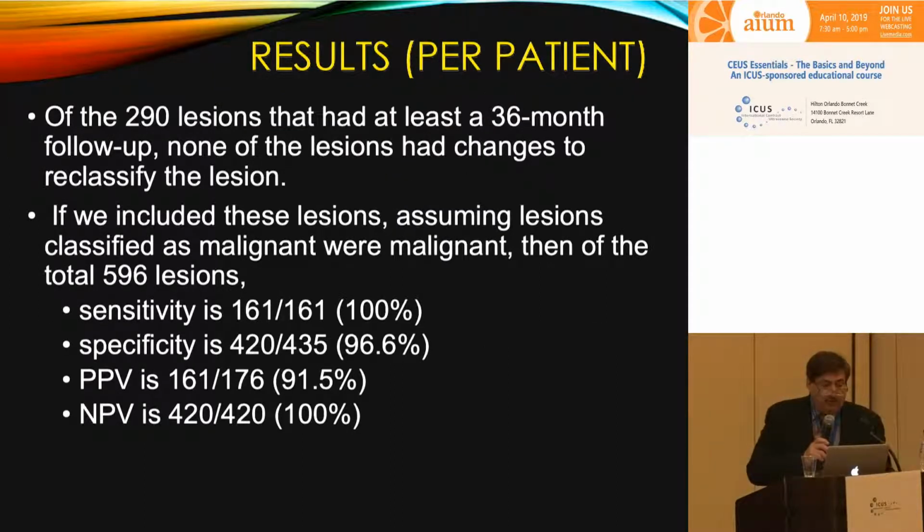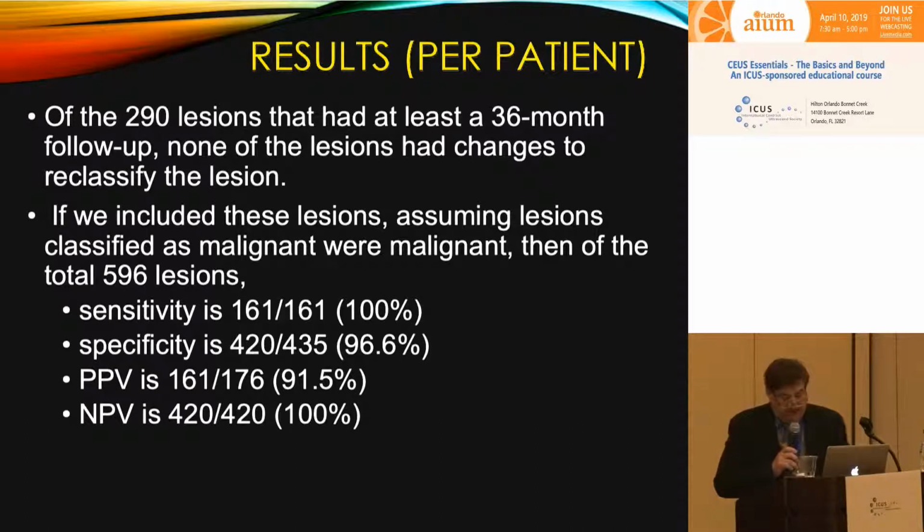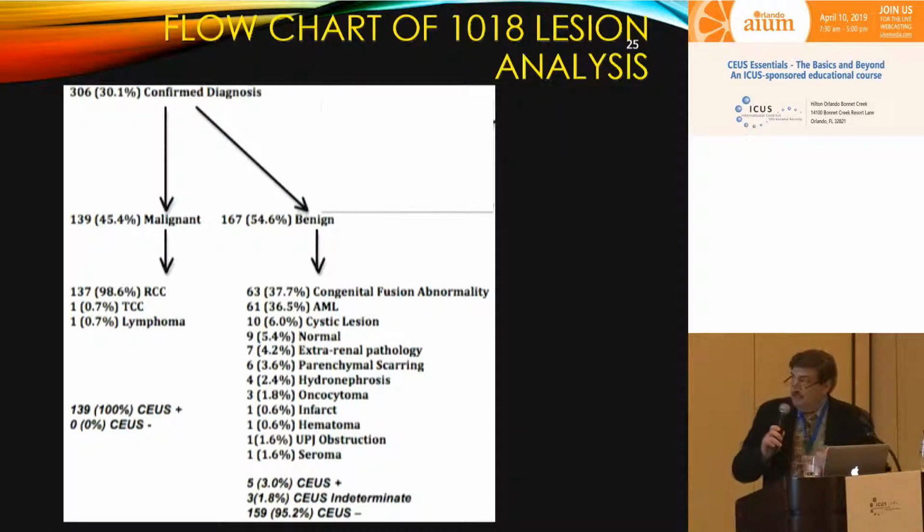If we look at the per patient results, the 290 lesions that had at least a 3-year follow-up. Sensitivity, again, 100%. Specificity, 97%. Positive predictive value of 92%. And a negative predictive value of 100%. This slide is a little busy, but this is just to show you we had a wide range of pathology.